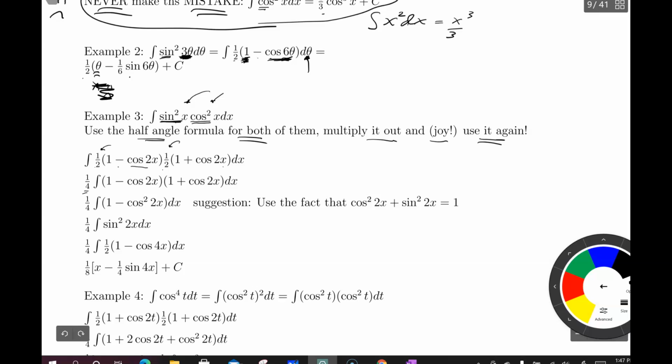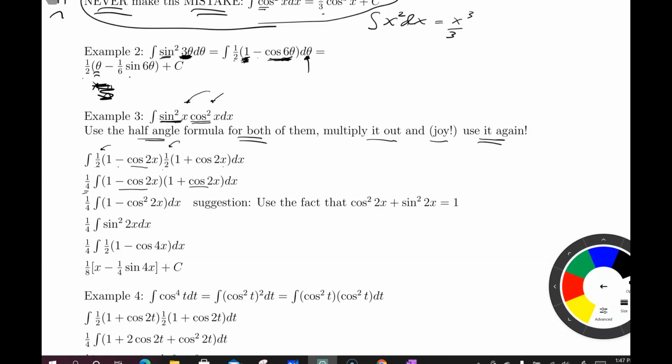So I'm going to pull those two 1/2s outside to make a 1/4. And then I have these multiplied together. I'm going to suggest you multiply it out, right? 1 outside, insides cancel. So I get minus cosine squared of 2x.